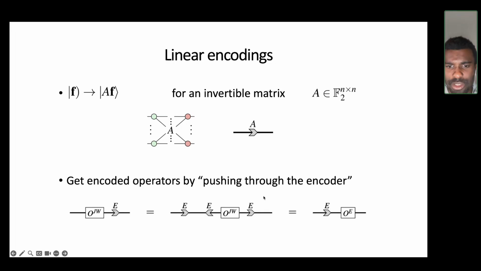This is what this operator here is. It's like when you do a change of basis: you have the change of basis matrix on one side and its inverse on the other side. So if you look at the left and right hand sides of this equation, you can imagine taking this Jordan-Wigner operator. If you can somehow get it through E and get it to come out the other side without damaging E, you'll get the operator you want. And that's why we call this technique pushing through the encoder.